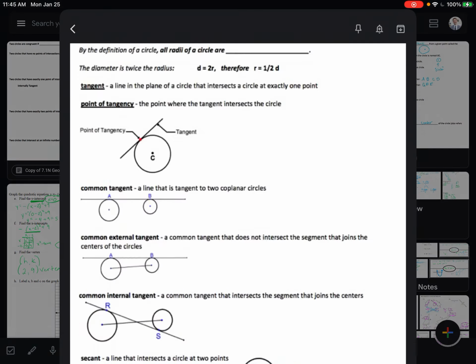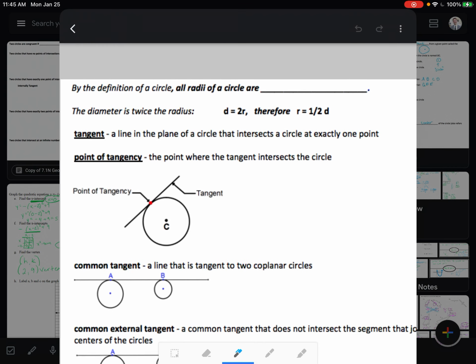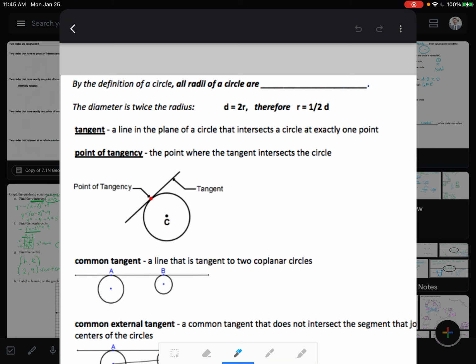All right, next up, continuing with our notes here. By definition, all radii of a circle are congruent. That just means that they're the same length. They all start at the center and they all go to the edge. Again, those points on the edge of the circle, by the definition of a circle, are all the same distance away from the center. So in this case, we're going to see that they are congruent. They have the same length.